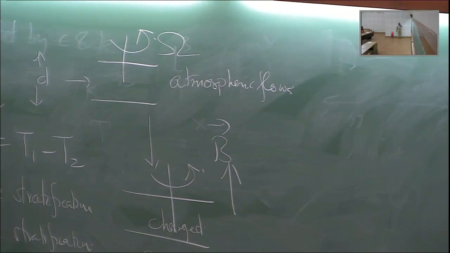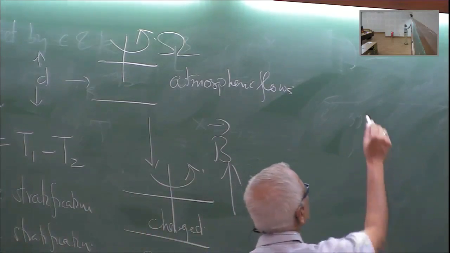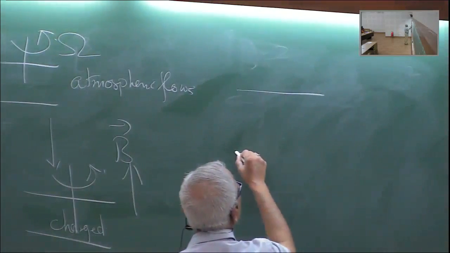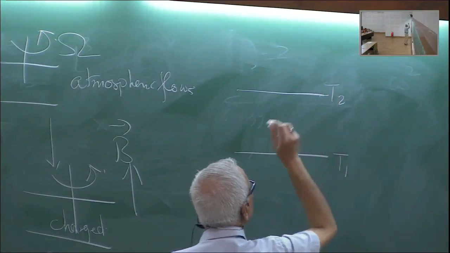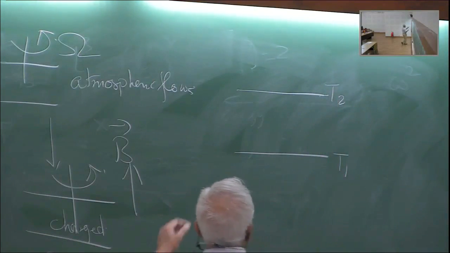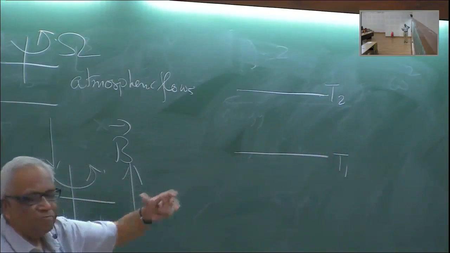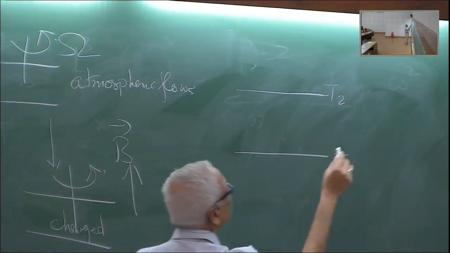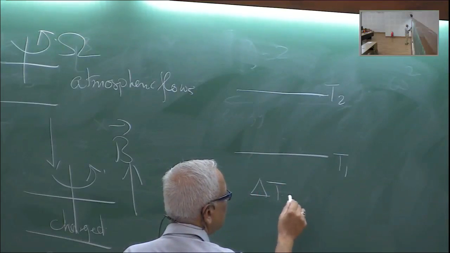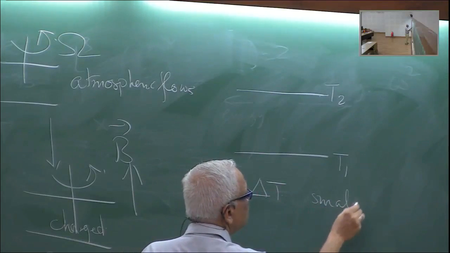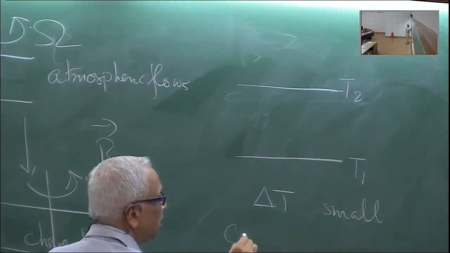All right, so what's going to happen? What's going to happen is that if I start with T1 greater than T2, and the temperature difference delta T is small, then there is only conduction of heat.